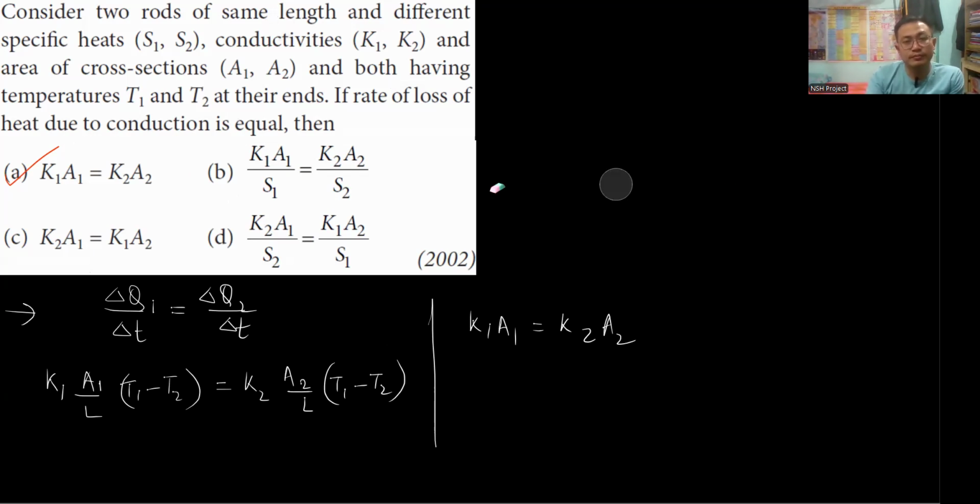So that's it. Specific heat or specific capacity is different here, but it is conductivity, heat conductivity, that matters. Specific heat only tells the temperature increase, so that is the question.